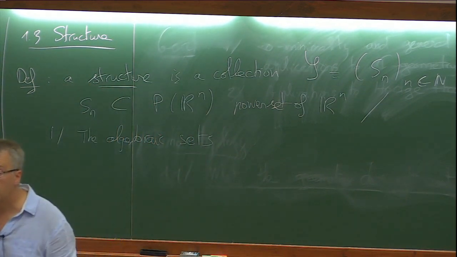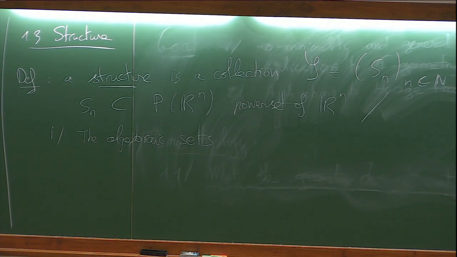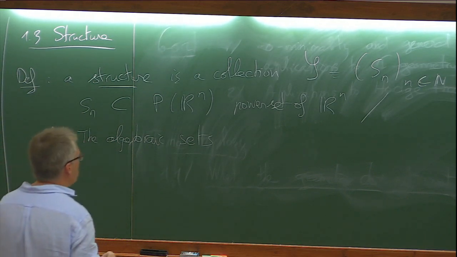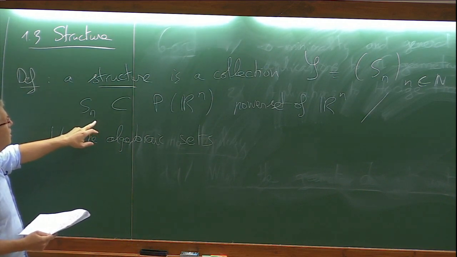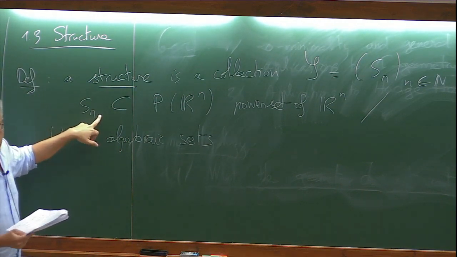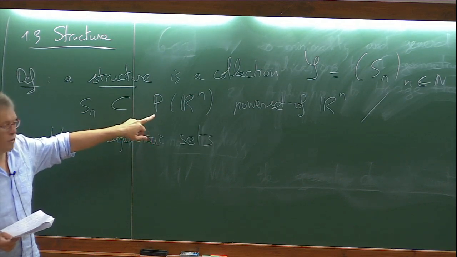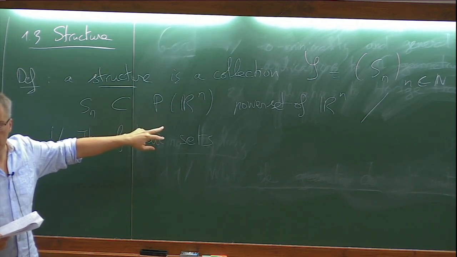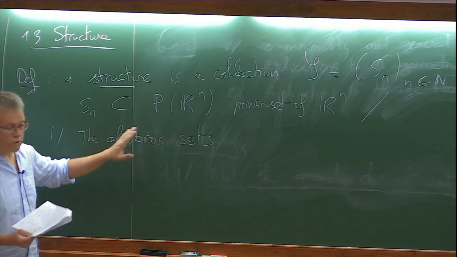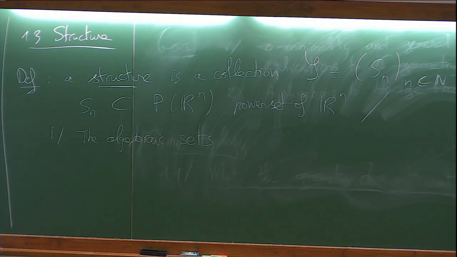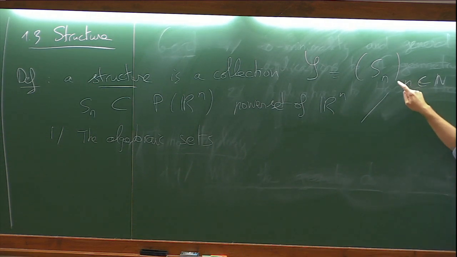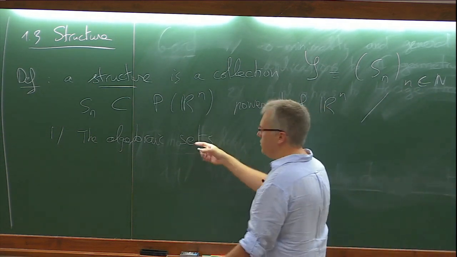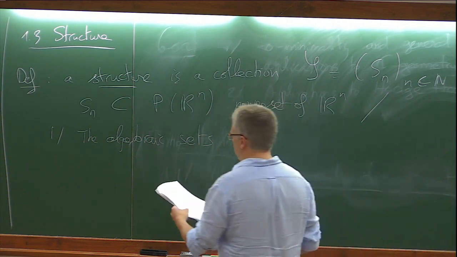Sorry? No. The same n. S_n is a subset of the power set of Rn. Yeah, it's the same n, it's not a mistake, okay? So in each dimension, you will give yourself the subsets of Rn you're allowed to play with, okay? So first, you want the algebraic sets to be in S_n.